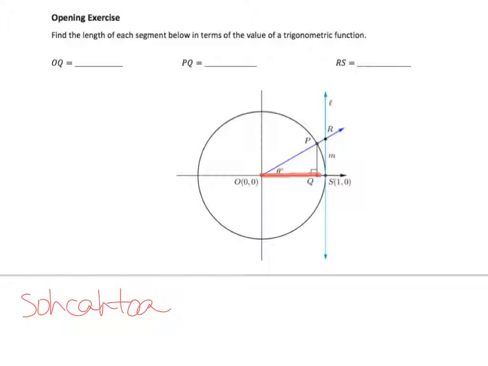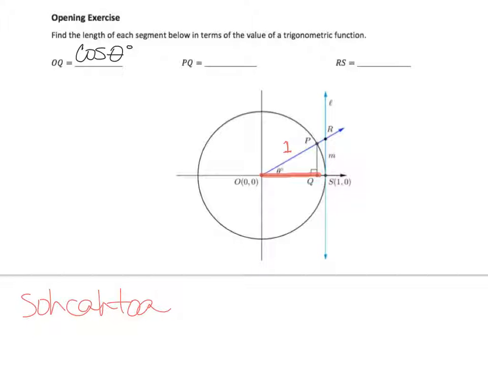We've done SOHCAHTOA. I just reviewed that last lesson too. Sine is opposite over hypotenuse, cosine is adjacent over hypotenuse, tangent is opposite over adjacent. Since our hypotenuse is 1, segment OQ should be just plain old cosine theta, because cosine is adjacent to theta.